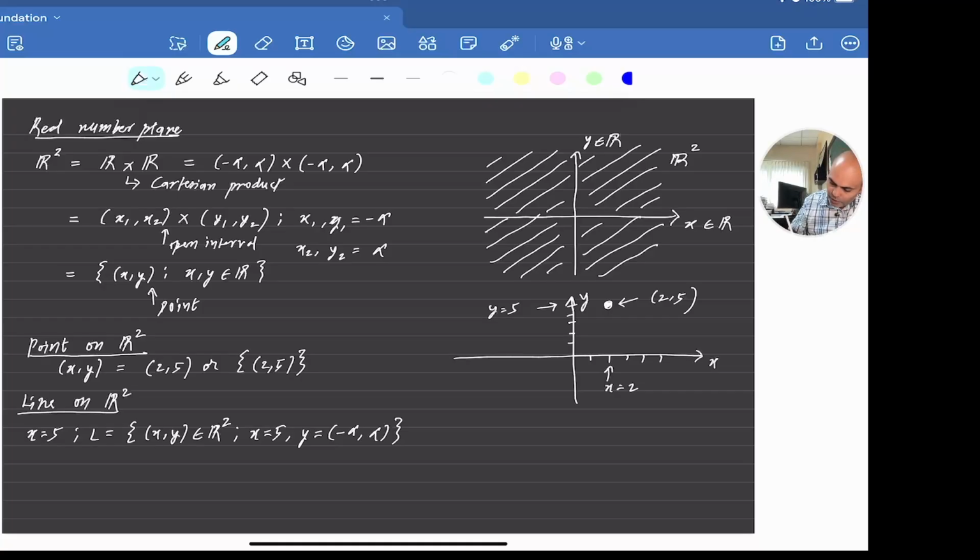So graphically we can represent this line by drawing the real number plane with arrows, and at x equal to 5 we draw a vertical infinite line, and this is the line defined by our expression.